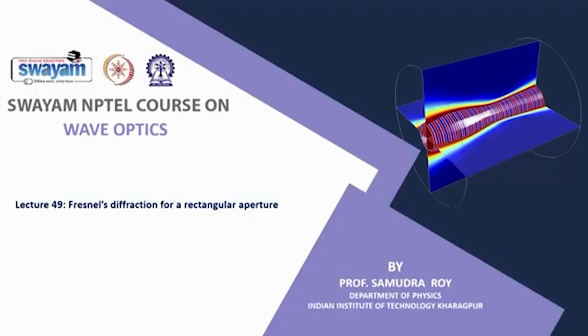Today we have lecture number 49, and in this lecture we are going to discuss Fresnel diffraction for a rectangular aperture.